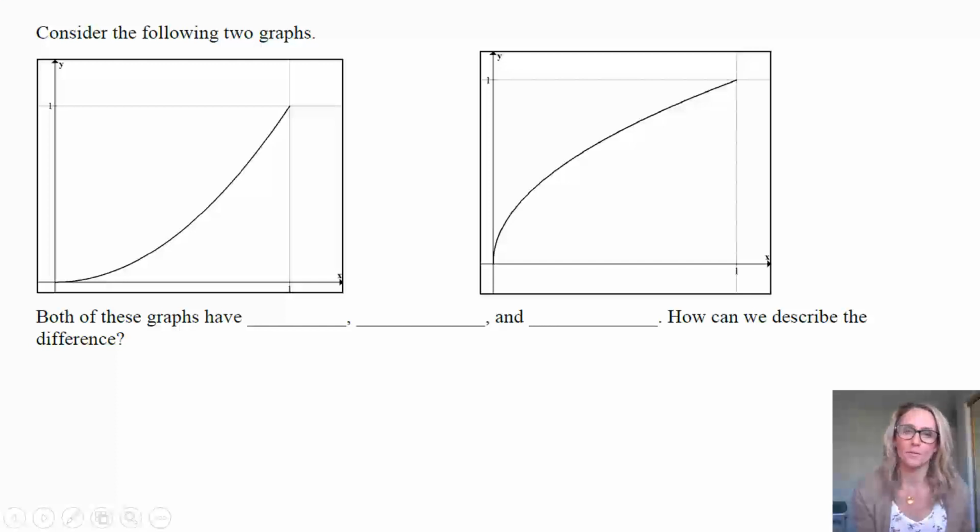So the second part of section 3.3 is taking a look again at how derivatives shape graphs. So let's now look at two graphs. We've just talked about increasing and decreasing. I want you to look at these two graphs and notice what things they have in common. What do they share?